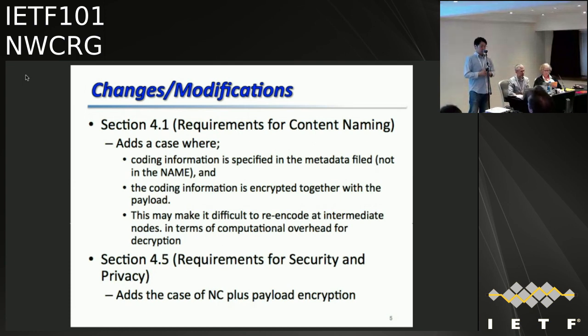So there was no description about network coding plus payload encryption in the previous document. So we added a case where coding information is specified in the meta field, not in the name, and the information is encrypted together with the payload. And we described its feature, that this may make it more difficult to re-encode at the intermediate node in terms of the computational overhead for decryption.